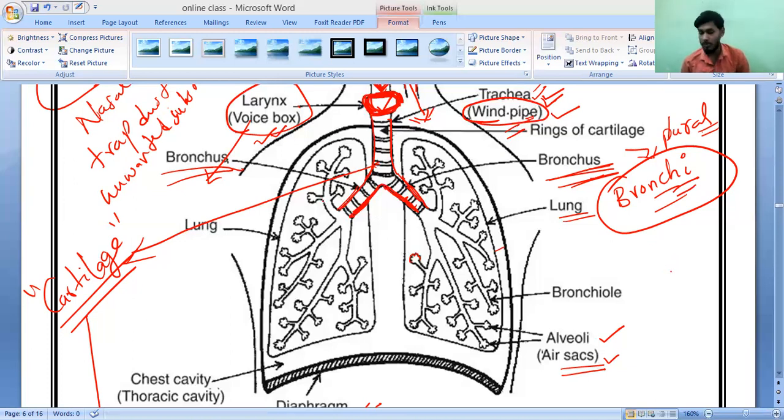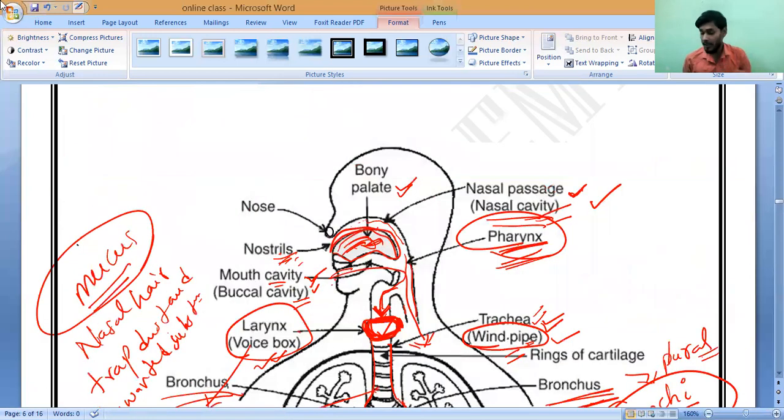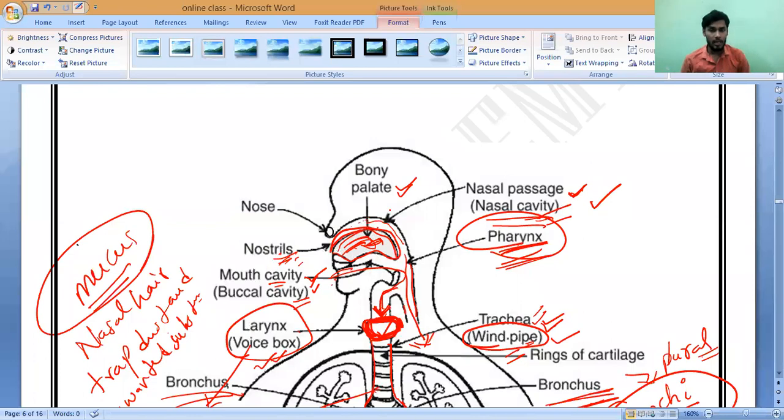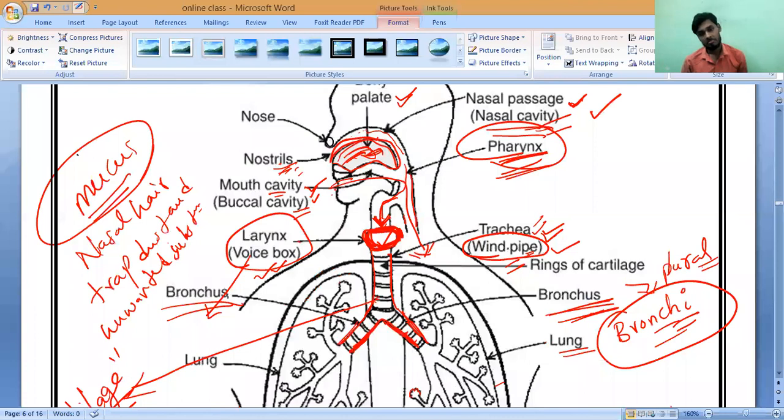Next. Tell me now, from the first step, what is happening until the bronchi. Please tell me the whole process. Everybody try to form the sentences, and then only you can learn. Speak now. Where is air entering from? From the nose. Air enters through the nostrils and passes through the nasal passage and nasal cavity. The nasal cavity is separated from the mouth cavity by a hard bone called the bony palate.